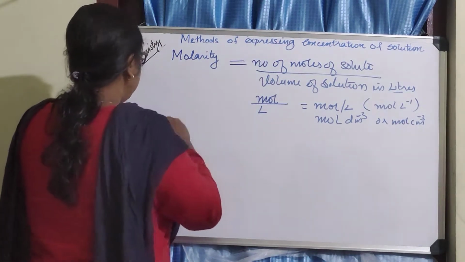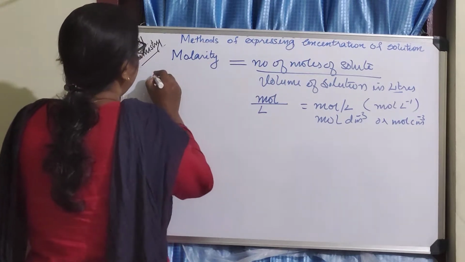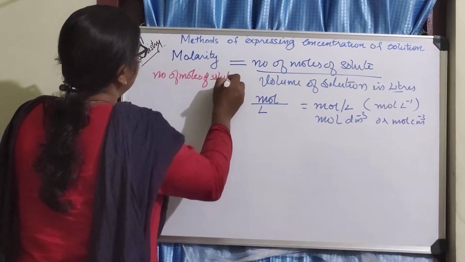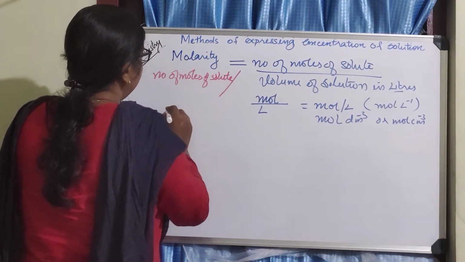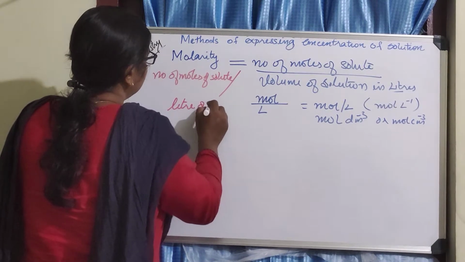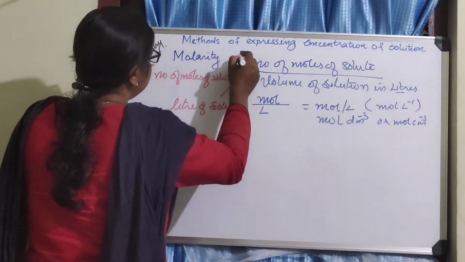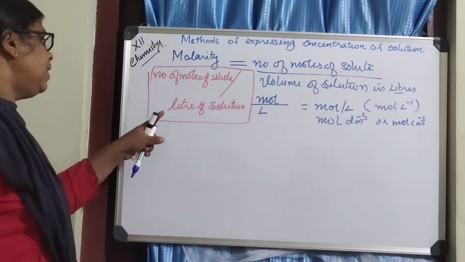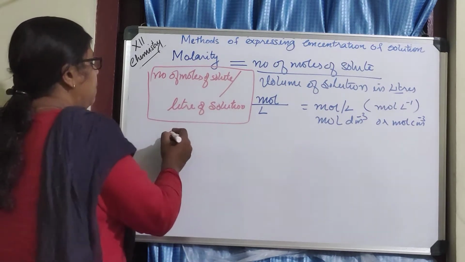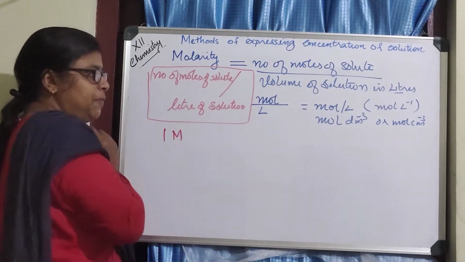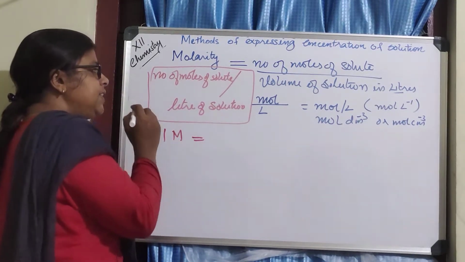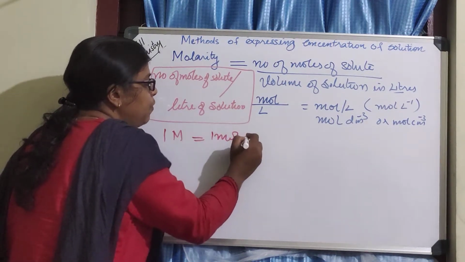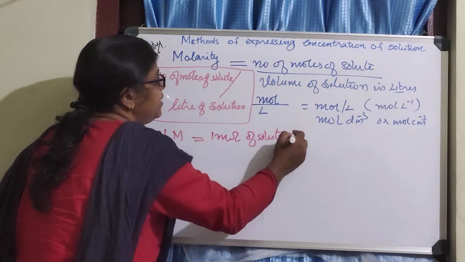For molarity, the definition is number of moles of solute per liter of solution. So this is the definition. Number of moles of solute per liter of the solution. That means if we are having a 1 molar solution, what is the meaning? 1 molar solution means that this particular solution contains 1 mole of the solute in 1 liter of solution.